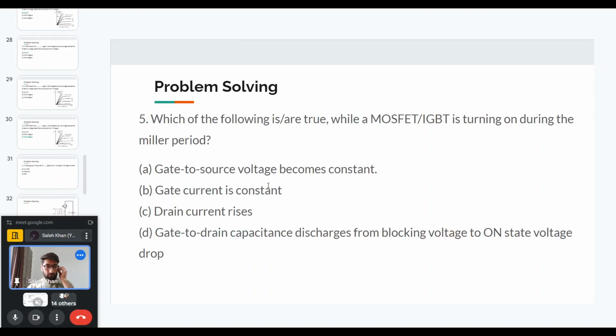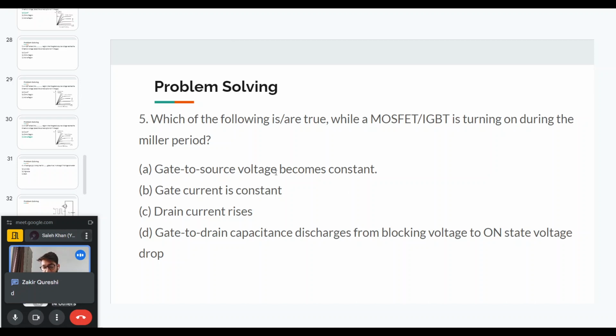So the next problem is: which of the following are true while a MOSFET or IGBT is turning on? And the options you have are that during the Miller period, which we just saw, the first option is that the gate to source voltage becomes constant. The second is that the gate current is constant. The third is that the drain current rises. And the fourth option, D, is the gate to drain capacitance discharges from blocking voltage to on-state voltage drop. So which of these is true?